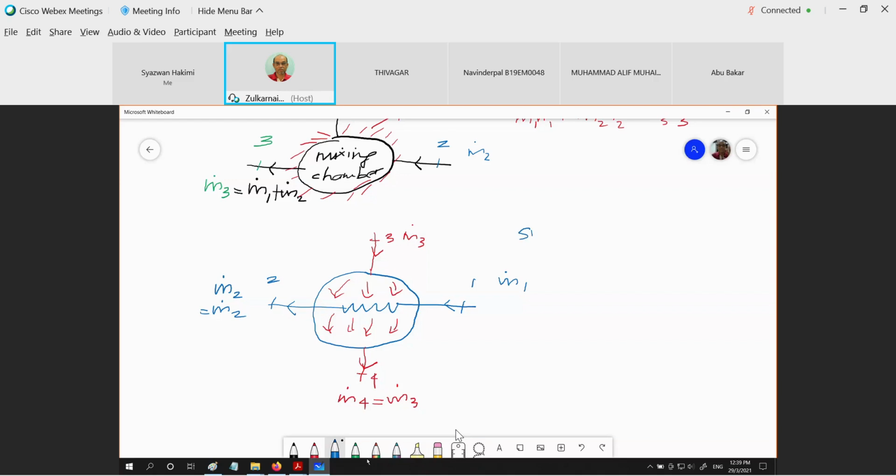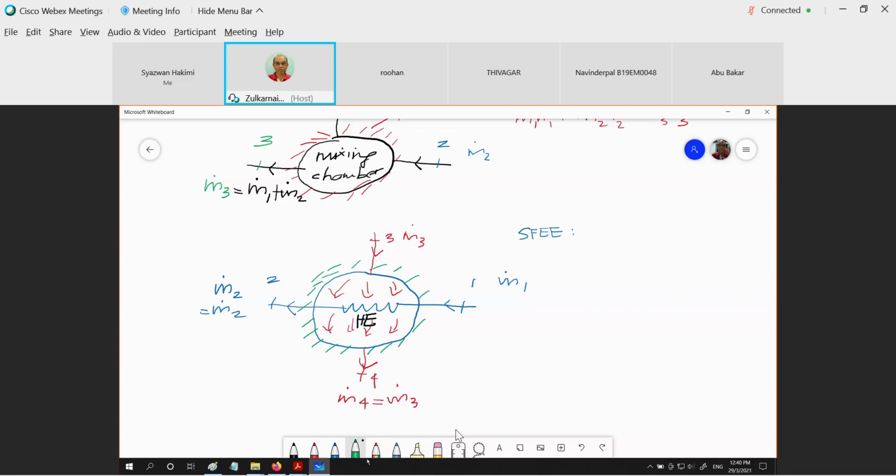apply the SFEE to this device, the flow device, okay guys, can you give me the name of this flow device? Heat exchanger. Yes, heat exchanger. Okay, heat exchanger. So let us look at the analysis of energy balance, or the SFEE. Again, we are going to insulate, meaning that there is no heat transfer between the surroundings and the thermodynamic system inside this heat exchanger.